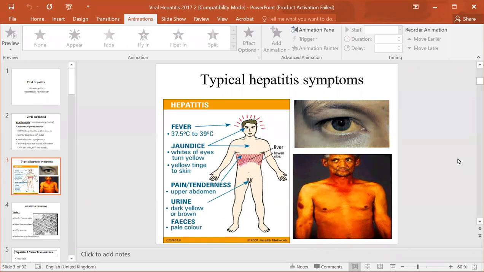But one thing to note is that jaundice is not a common symptom. Only some people show symptoms with jaundice as a result of infection with hepatitis B virus. So as a doctor, if someone comes to you with very high fever between 37 to 39 degrees, but they don't have jaundice, but they have tenderness and pain in the upper abdomen, or they are urinating dark yellow or brown urine, and their stool is pale, then you should still suspect that this patient could be suffering from infection with any of the six we've just talked about. I hope we are together so far.